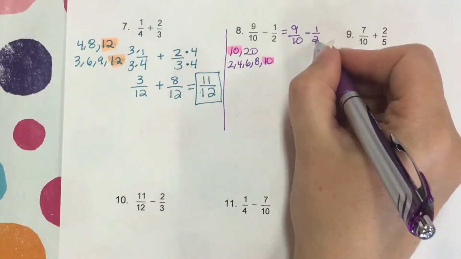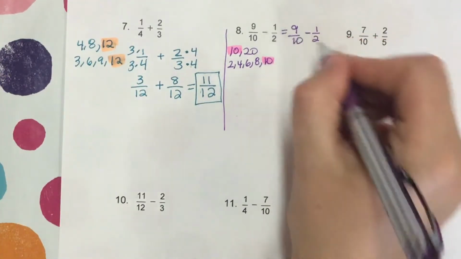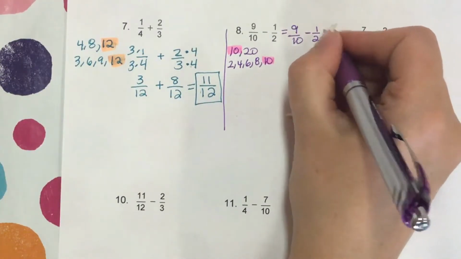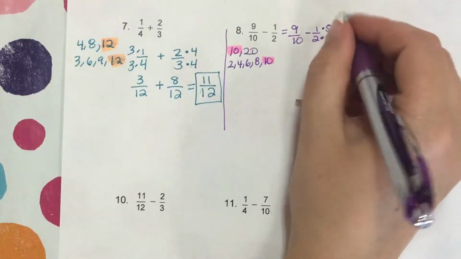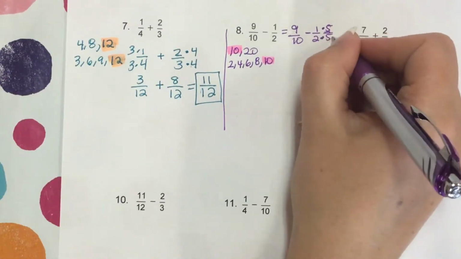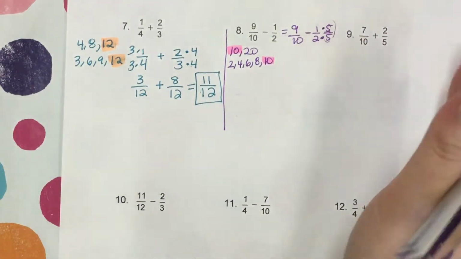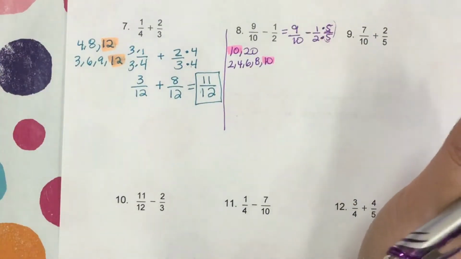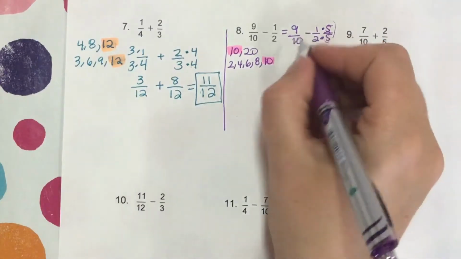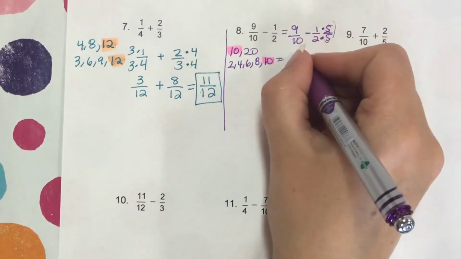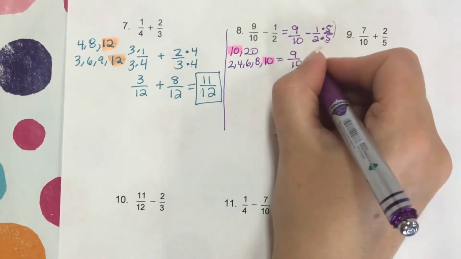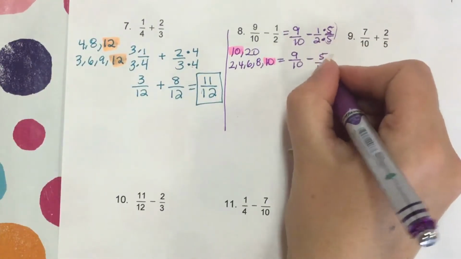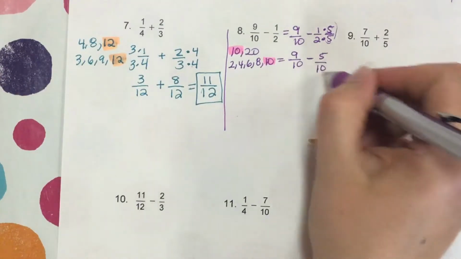And I need this 2 to become a 10. This one's a 10, so that's good. So to make this into a 10, I need to multiply it by 5 to the bottom and the top. Don't forget about the top. It has to be 5 divided by 5, which is actually equal to 1. You have to multiply a number by 1 so it keeps its integrity as a number. Okay, so 9/10 minus 1 times 5 is 5. 2 times 5 is 10. Perfect. So we have our common denominator.